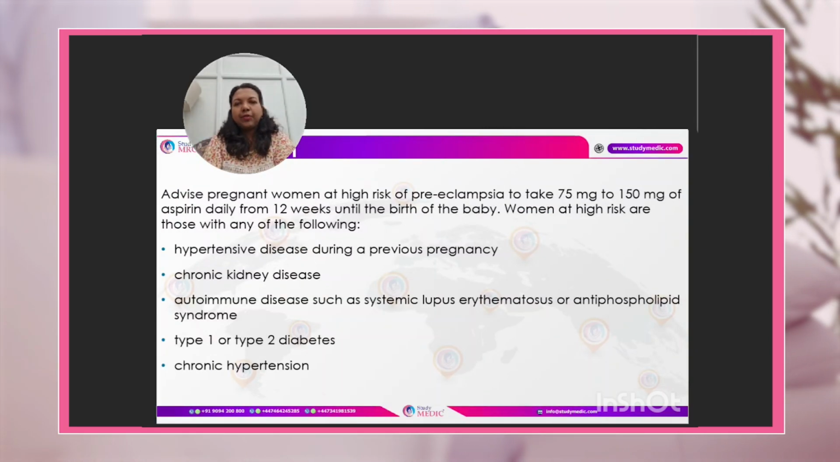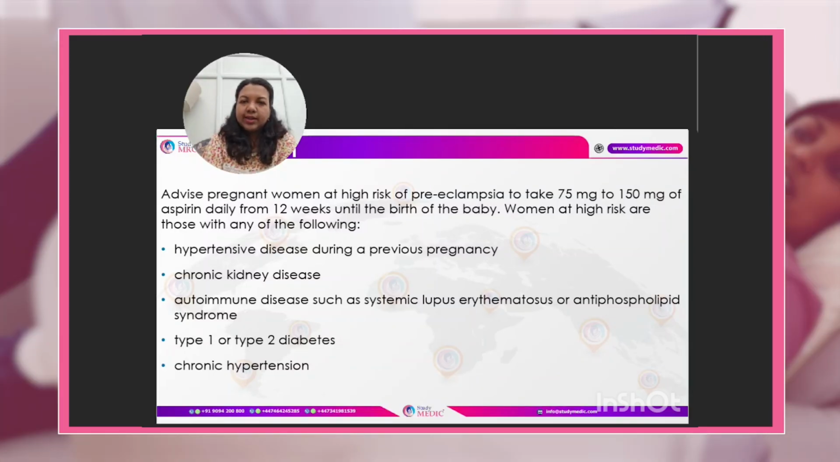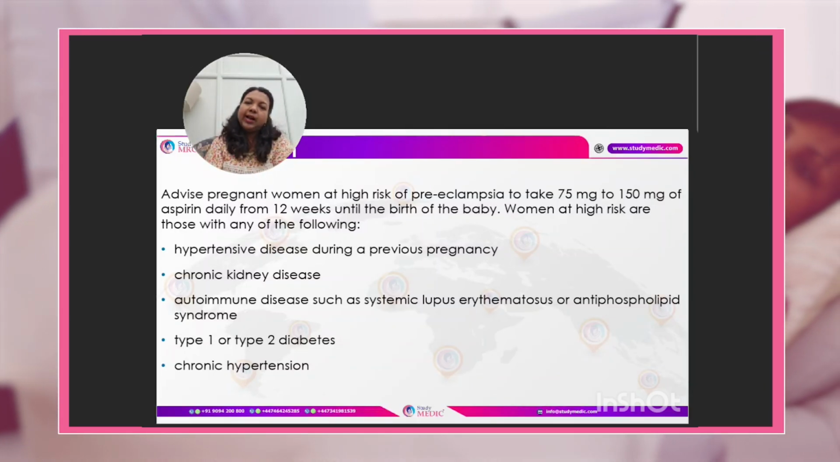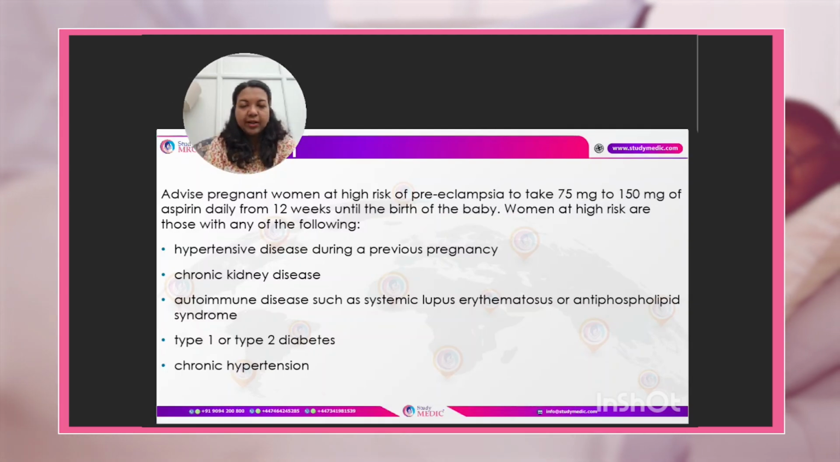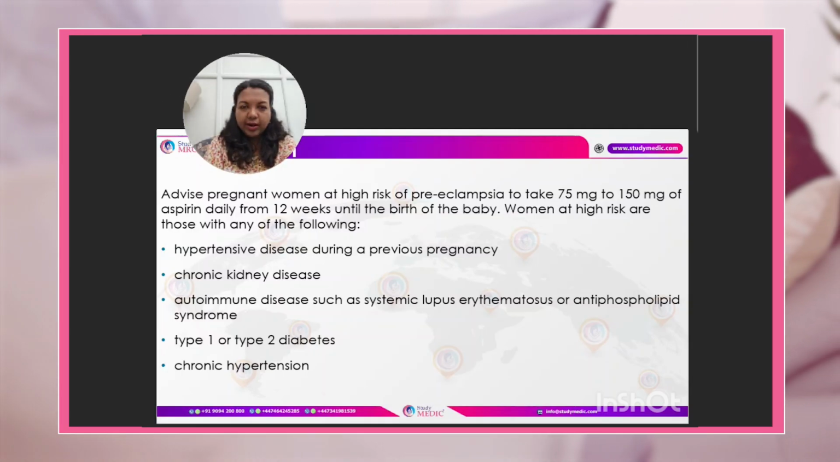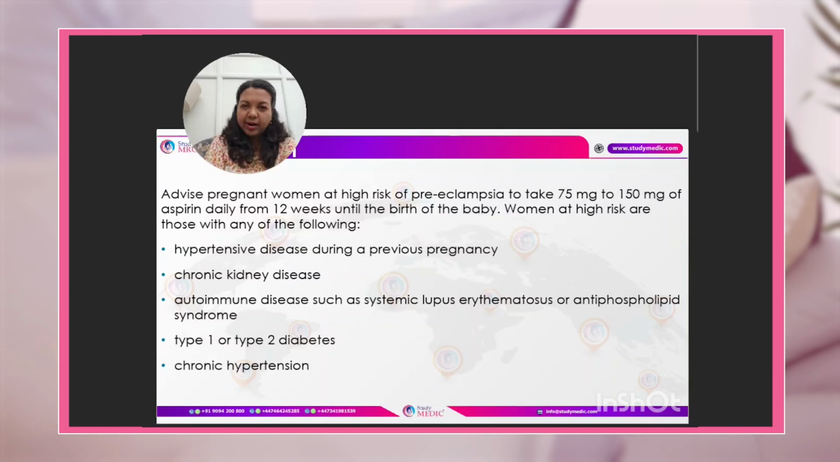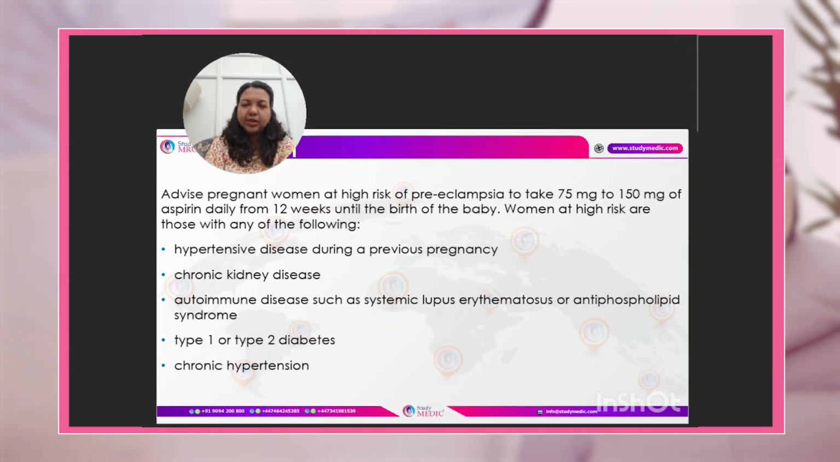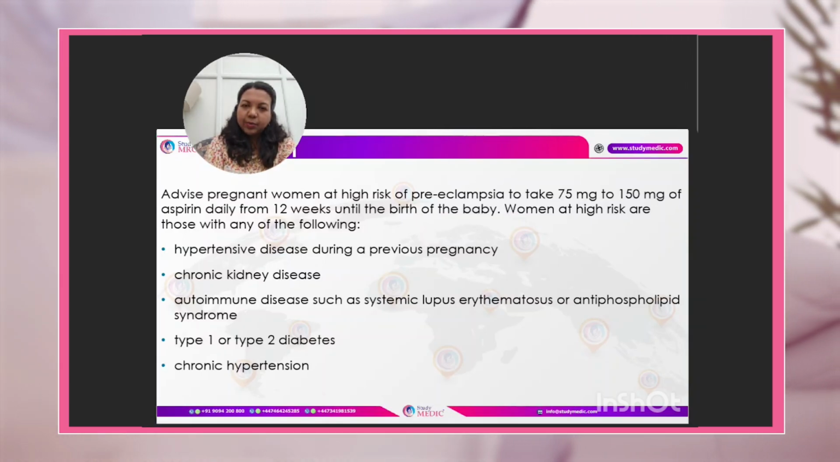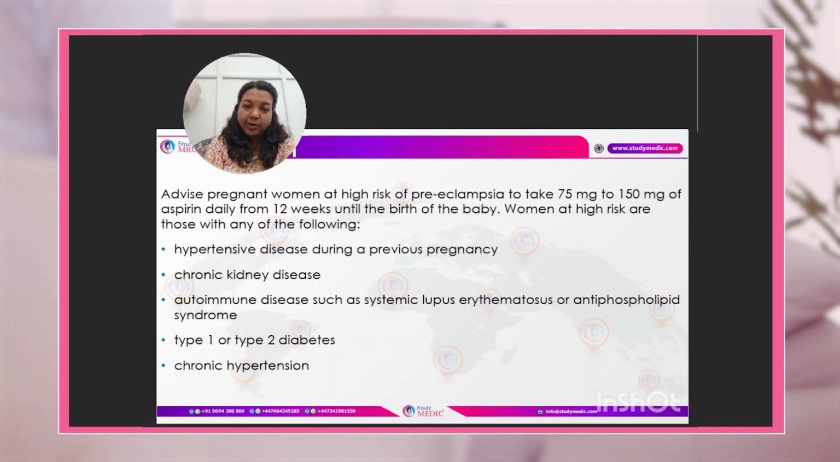So what are the indications of giving low dose aspirin? It is given mainly for the prevention of preeclampsia starting from 12 weeks of gestation with a low dose of 75 to 150 milligram, usually preferred at bedtime because of the risk of gastric upset. It is indicated when there is one major risk factor or more than one moderate risk factors.